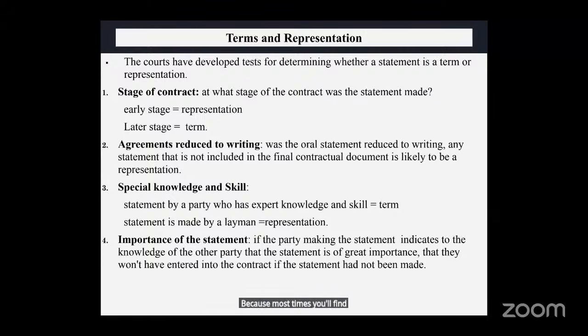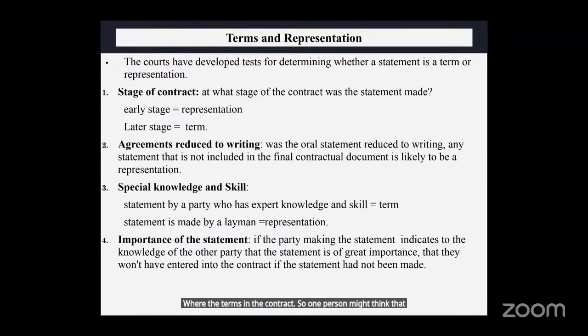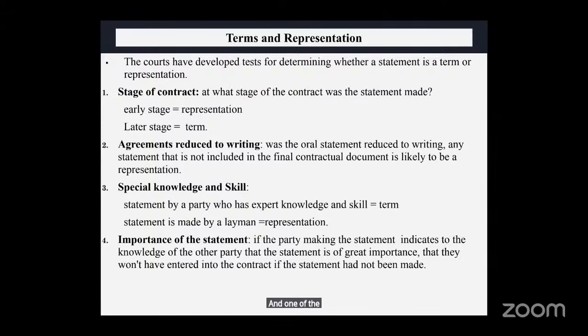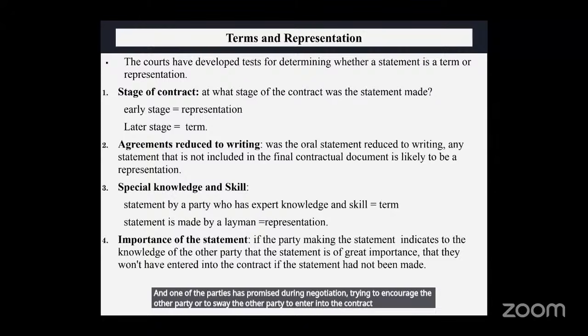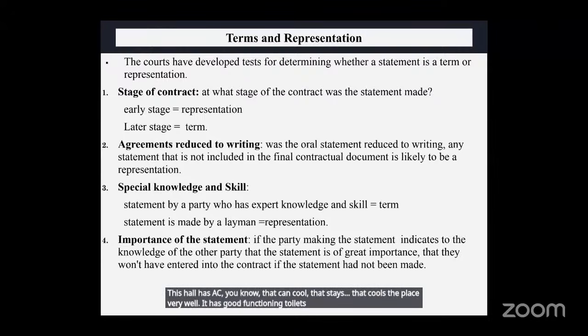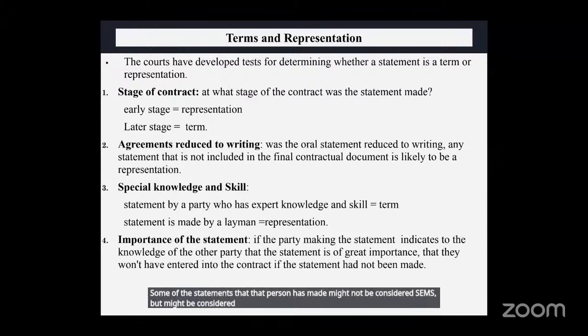Because most times you'll find that parties have different understandings of what they thought were the terms in the contract. Let's say there is a contract to hire a hall, and one of the parties has promised during negotiation, trying to sway the other party to enter into the contract, "You see, this hall has 5,000 capacity. This hall has AC that cools the place very well. It has good functioning toilets. It even has a sound system that works perfectly." Some of those statements that person has made would be considered terms. Some might not be considered terms, but might be considered mere representations, depending on several circumstances.